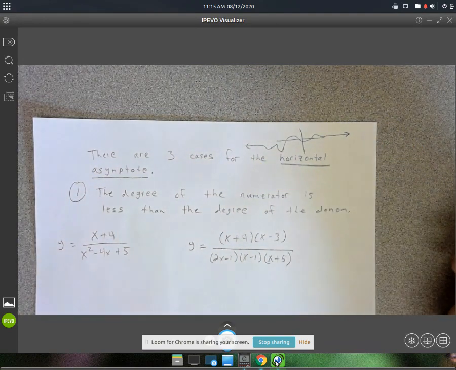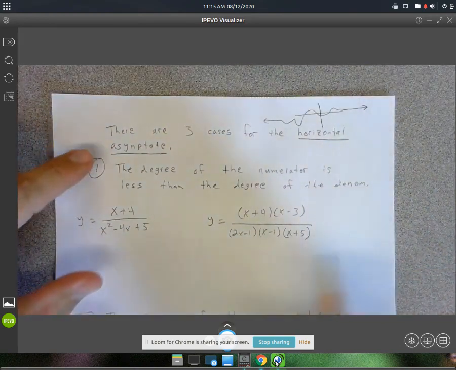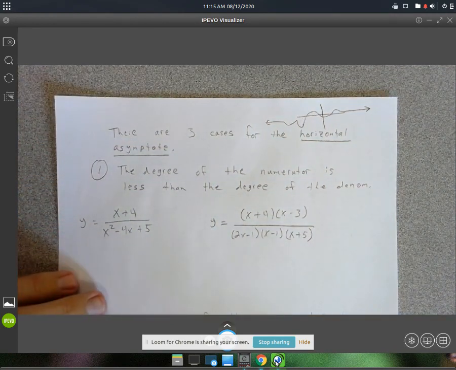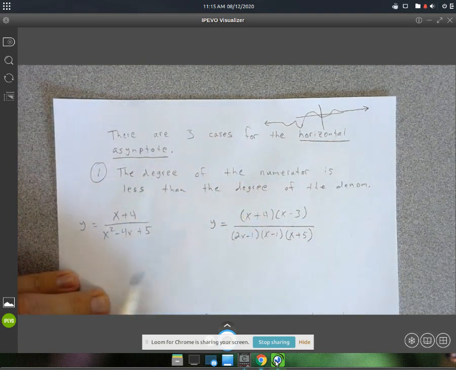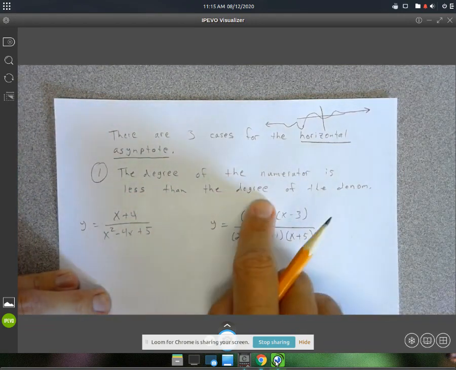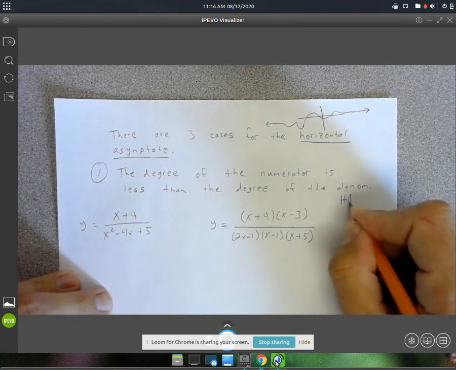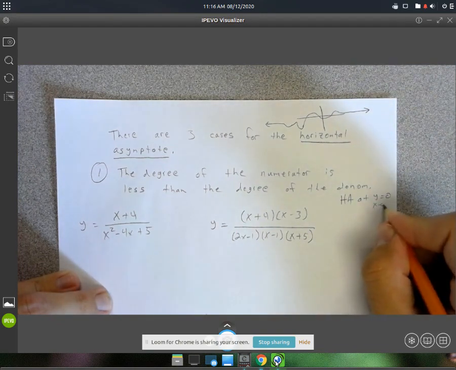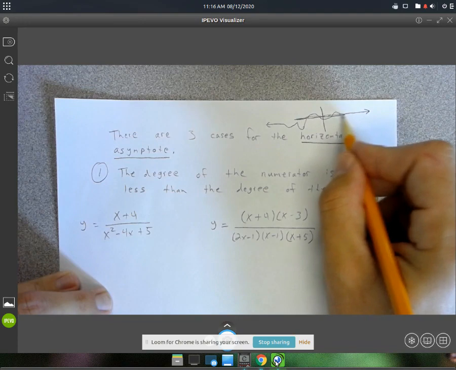All right? Now, in some respects, the horizontal asymptote's pretty easy. There are 3 cases. I think we're just going to go through the first case here on this first video. So, in the first case, we're looking at the degrees, the degree of the numerator compared to the denominator. If the degree of the numerator is less than the degree of the denominator, then you will always have a horizontal asymptote at y equals 0, which is basically your x-axis. So it'll always tend towards this line.